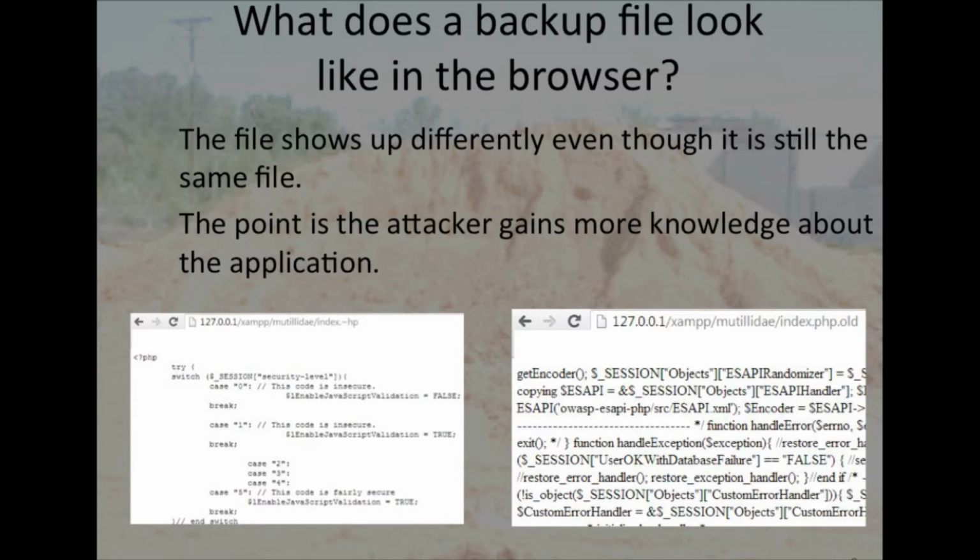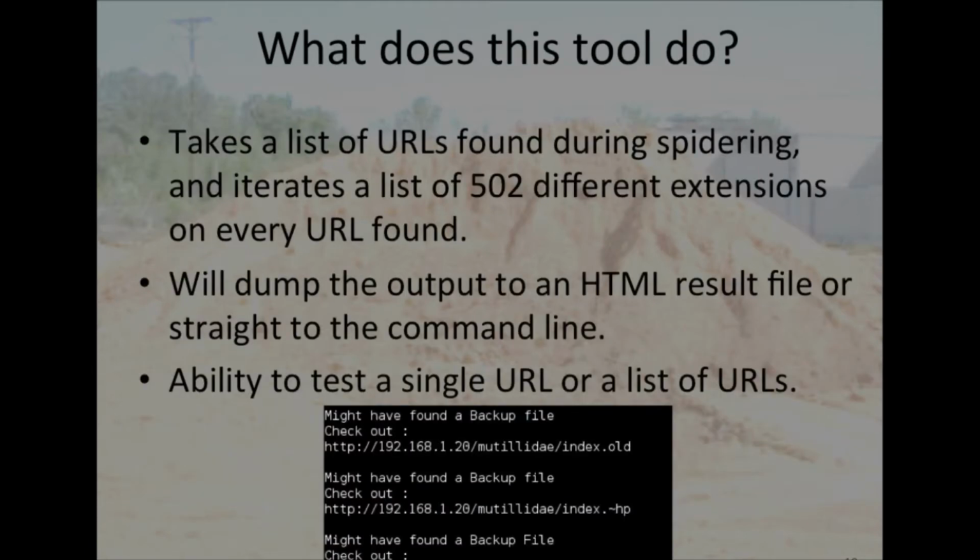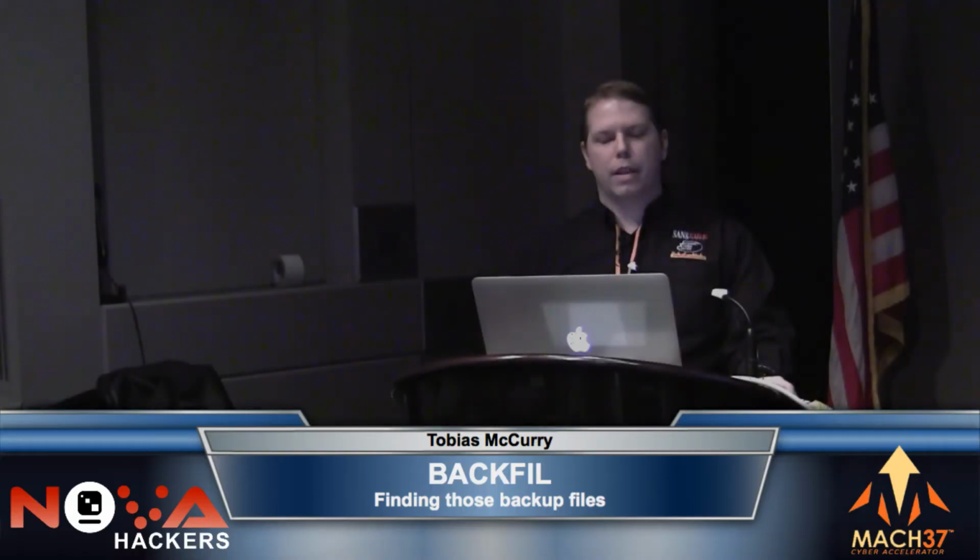What the tool is going to help you do, as a web developer, a red teamer, or a web server admin, is take a list of the URLs that are usually found during spidering when you're going through the website, and then iterate a list of 502 different extensions on every URL that you found. I found this list from different sources, compiled them into a text file, and all of this is going to be on GitHub so that people can help add to this list so that we can find more of these files and help quickly identify this.